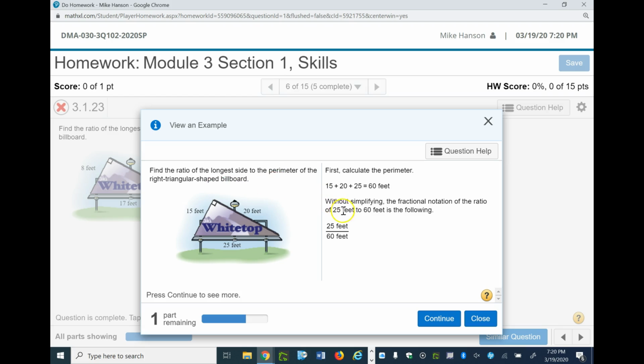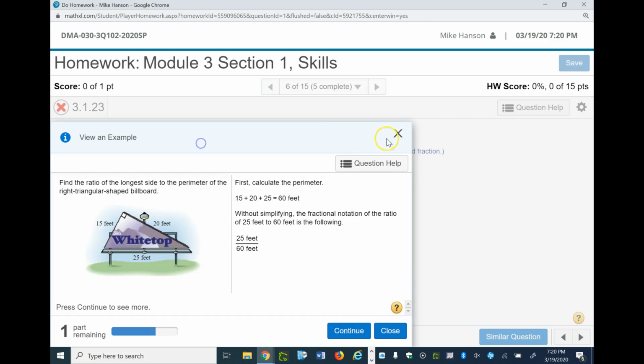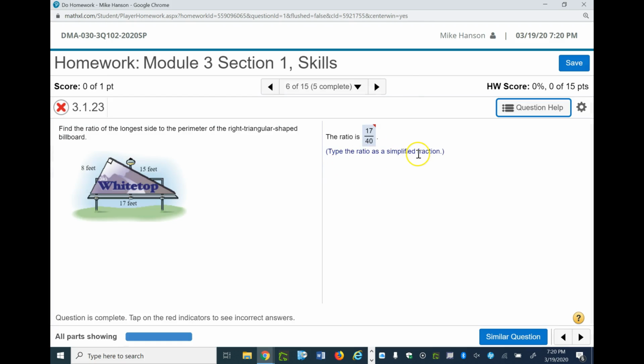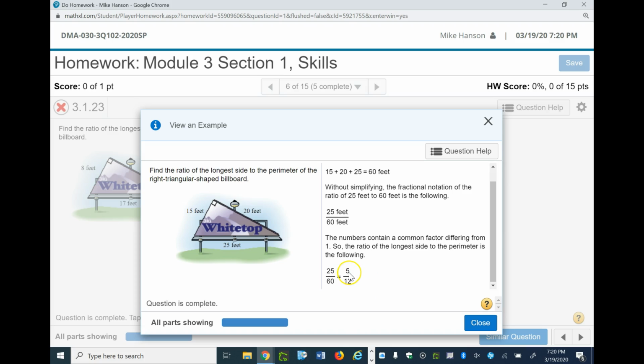Now again, make sure you always simplify your work, because right here it says to write the ratio as a simplified fraction. So when you go to the problem, remember, type this in the calculator, hit math, enter, and then it reduces it for you. 5/12 would be the answer for this particular problem.